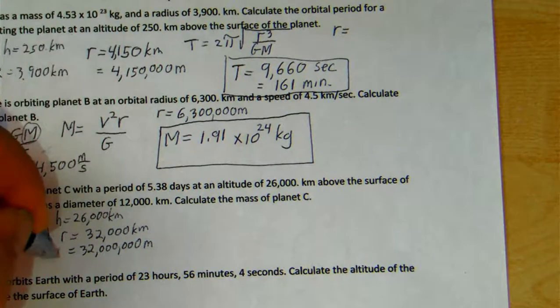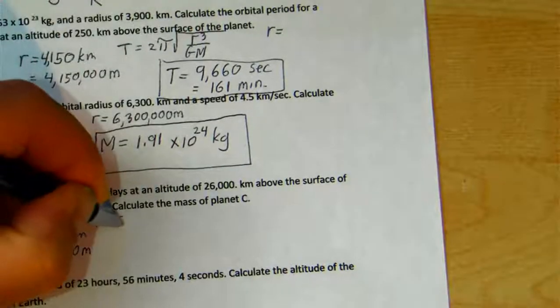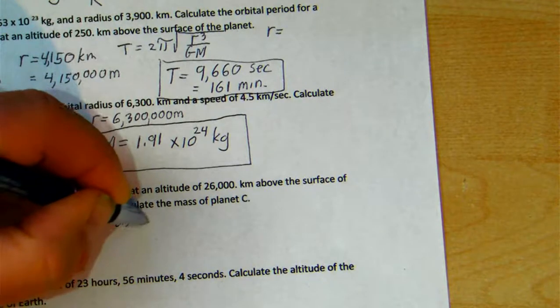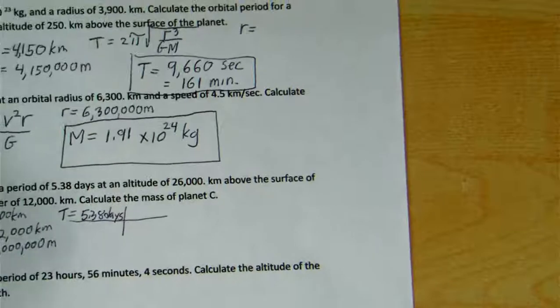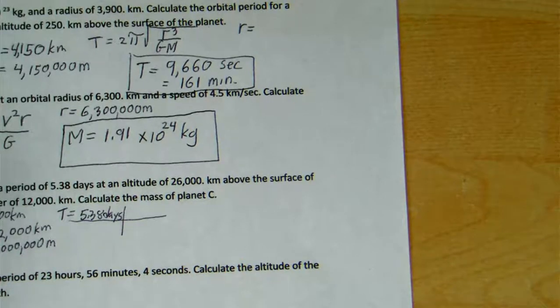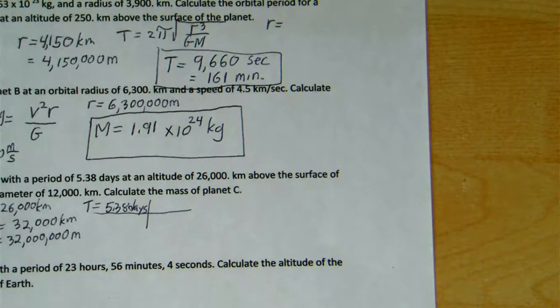So there's the radius. The period is 5.38 days. And of course, we have to convert that to seconds, knowing that no matter where we are in the universe, we're using Earth timekeeping systems. So when we talk about how many days it is, we don't mean Martian days. We don't mean Mercurian days or Jovian days. We mean Earth days, Earth clocks.